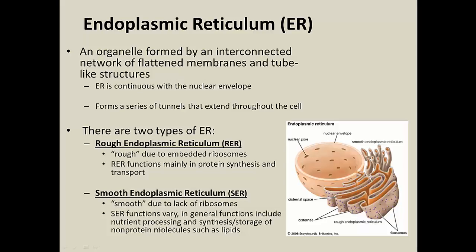But some of the things that the SER does in a more general sense is they help process certain nutrients such as lipids. They're highly efficient at lipid synthesis as well as certain types of nutrient processing. It also can be used to detox certain harmful chemicals. So things like alcohol and drugs can actually be broken down within a cell by the smooth endoplasmic reticulum. And in fact, your liver is specialized in detoxifying things like alcohol. Your liver has a specialized type of endoplasmic reticulum that is highly efficient at detoxifying chemicals.